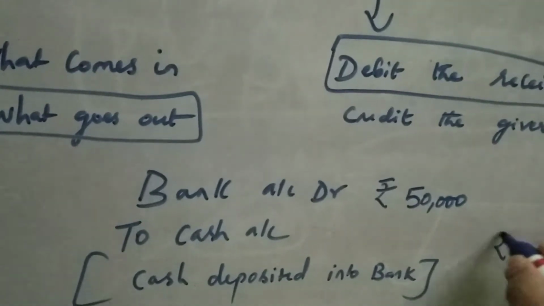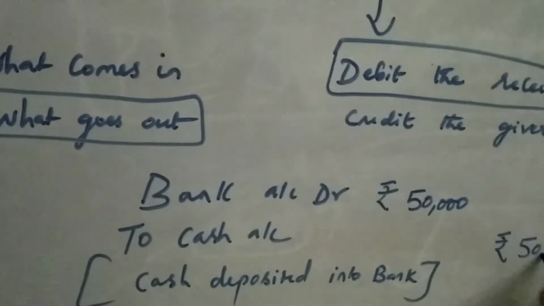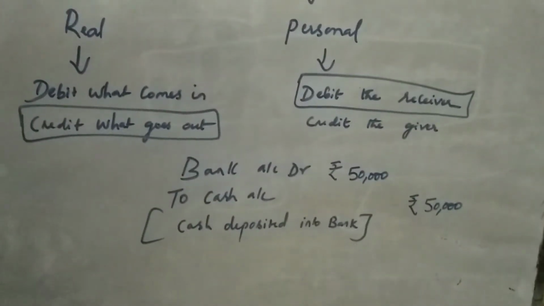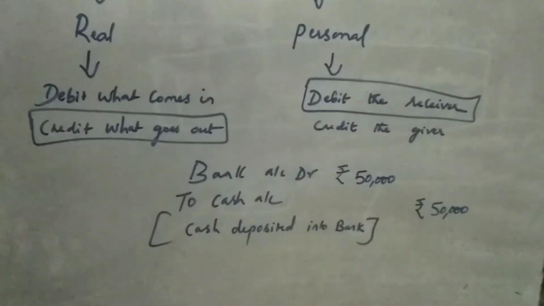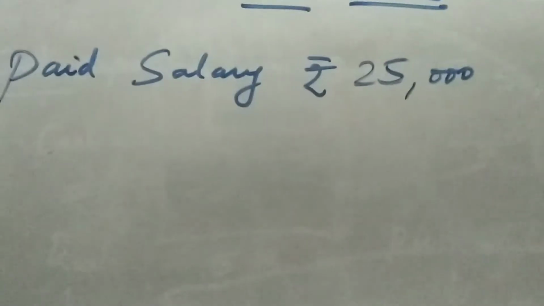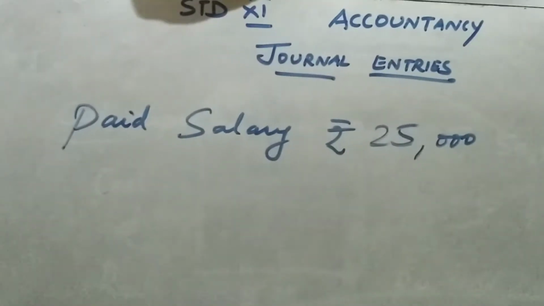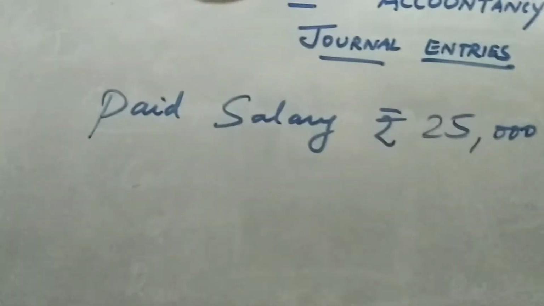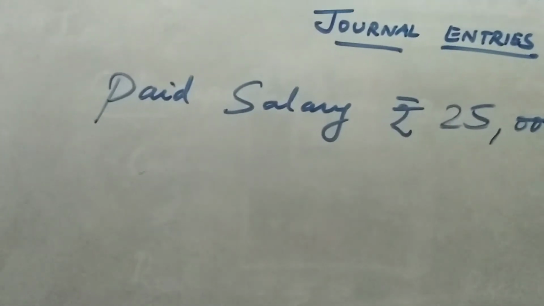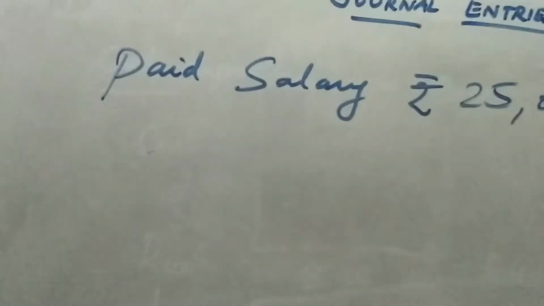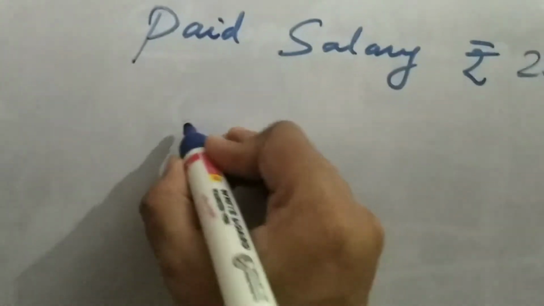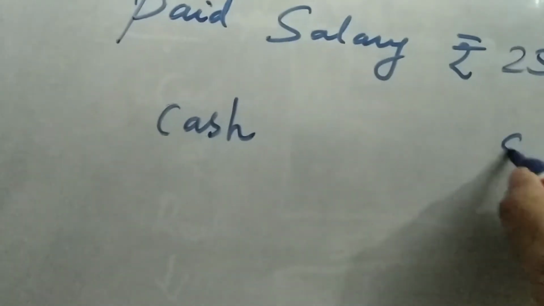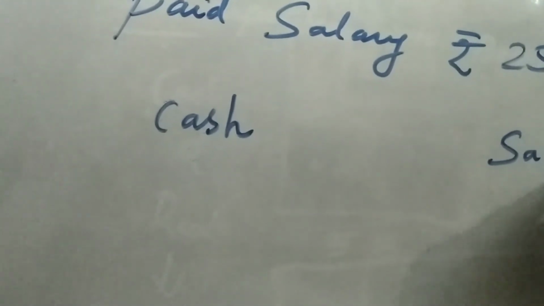$50,000. Bank account debtor to cash account. Cash deposited into bank. The next transaction, paid salary 25,000. Paid salary. When we make a payment, cash is involved. So what are those two accounts involved here? Cash and salary.